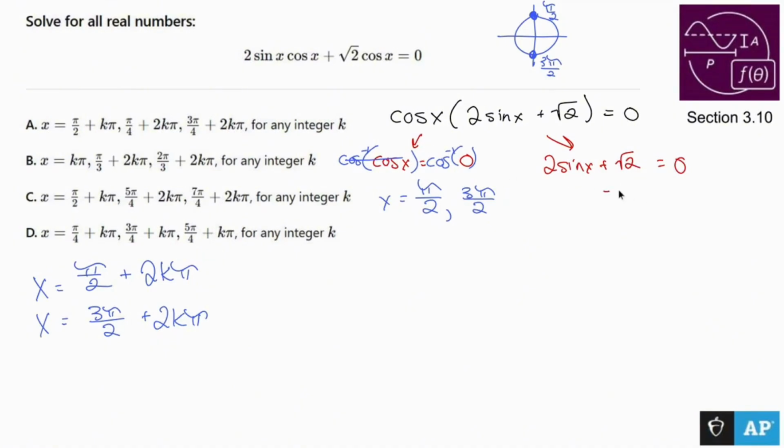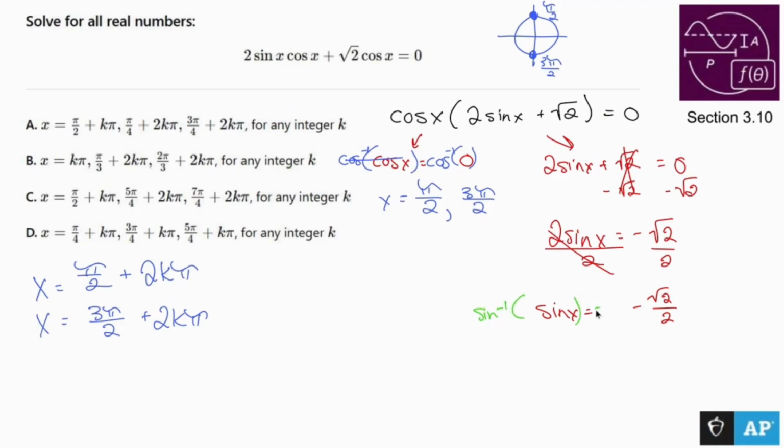No matter, I'm going to subtract root 2, like that, minus root 2, cross you out. That gets me 2 sine x equals negative the square root of 2. Let's divide everything by 2. And that gets me sine x equals negative root 2 over 2. How do I get x all by itself? Well, you inverse sine, of course. Inverse sine, cross you out. This is asking us what angle measurements give us a y value, because sine is y, a y value of negative root 2 over 2.